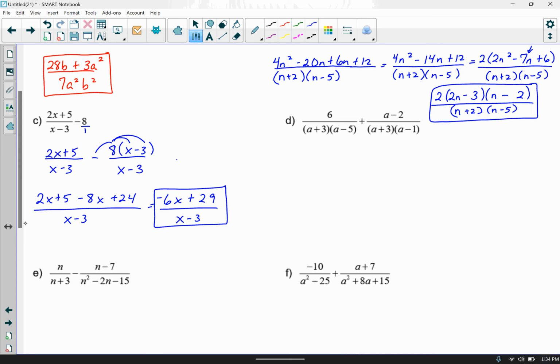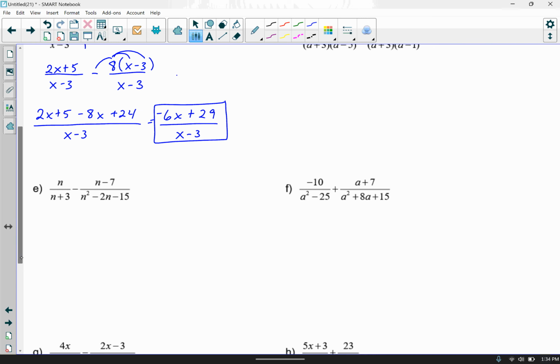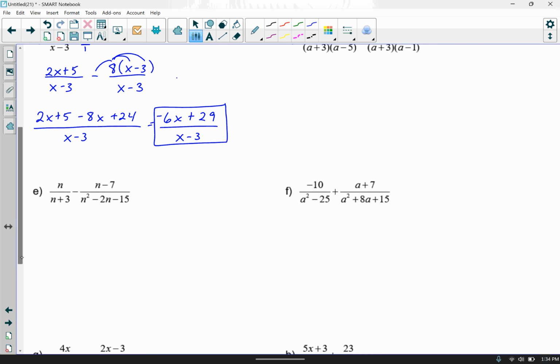I am going to scoot on down and try letter E with you. I'm just trying to give you some good examples of everything so that you have lots to hear and see. But if you're feeling good about it, then try a couple now on your own, and then you can come back to the video. I'm going to do E and H in the video, okay?